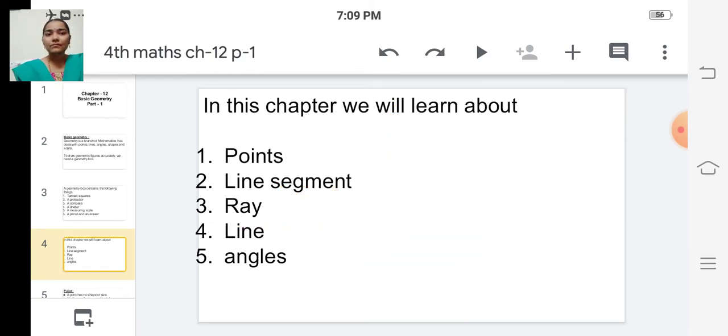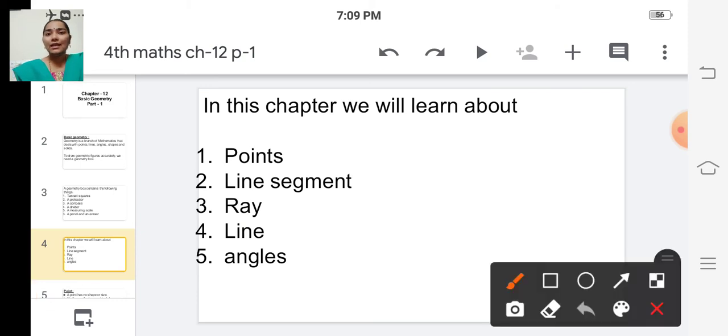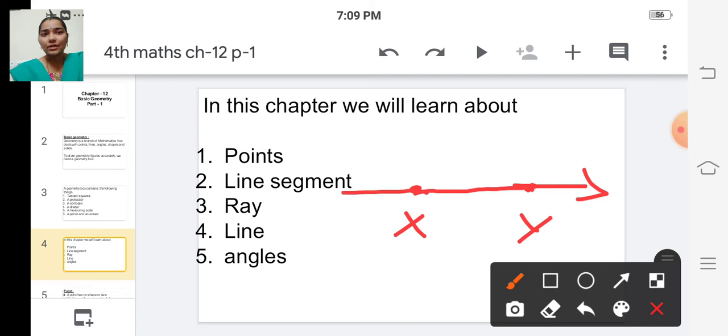Okay. The fourth one is line. So similarly, take two points, X and Y. Join those two points and we can extend on both ends, and we have to put arrow marks on both sides. Okay, this is called a line.